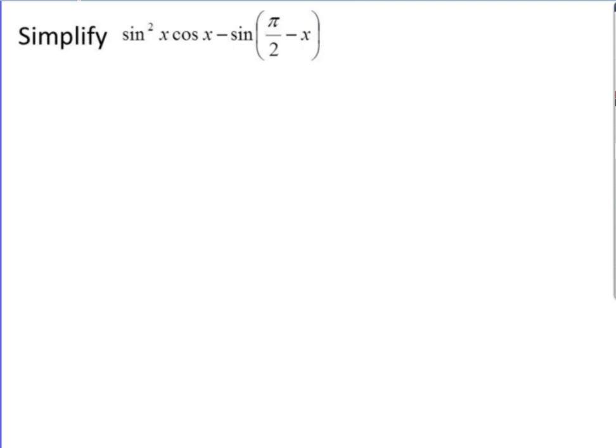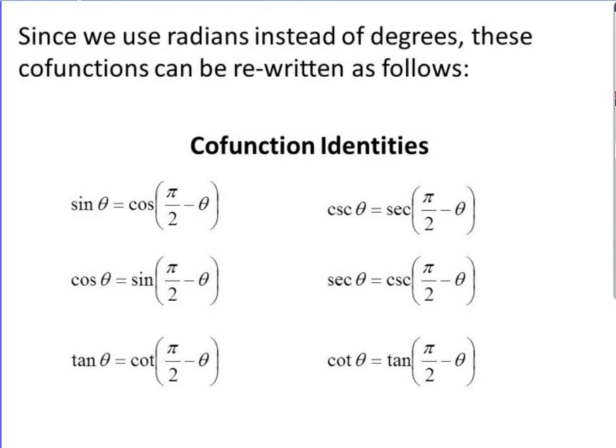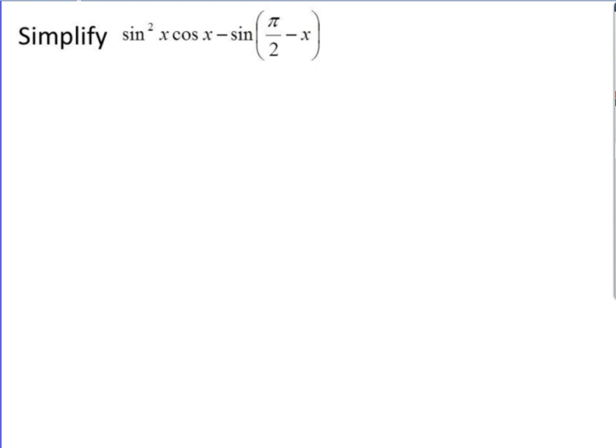Let's go ahead and simplify this identity. If we look back at our cofunction identities, we know that the sine of pi over 2 minus theta is equal to the cosine of theta. So on this example, we can replace this sine of pi over 2 minus x with the cosine of x. Now if you notice, both pieces have a cosine of x, so we can factor that out.